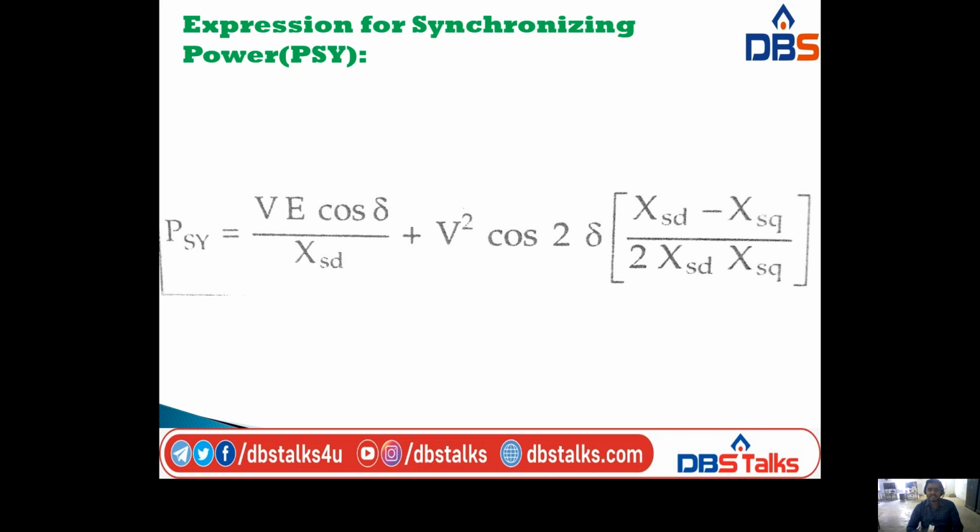And this is the final expression for the synchronizing power, that is P suffix Sy is equal to V into E into cos delta by XSD plus V square into cos 2 delta into XSD minus XSQ by 2 into XSD into XSQ. This is the expression for the synchronizing power.